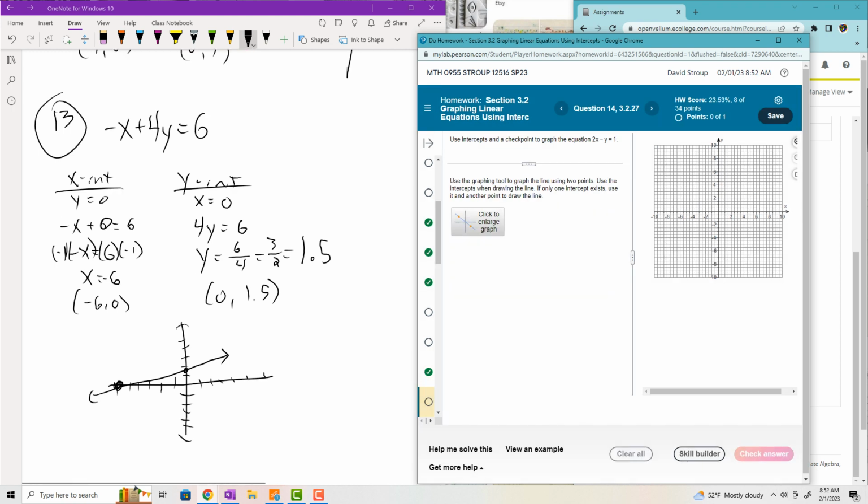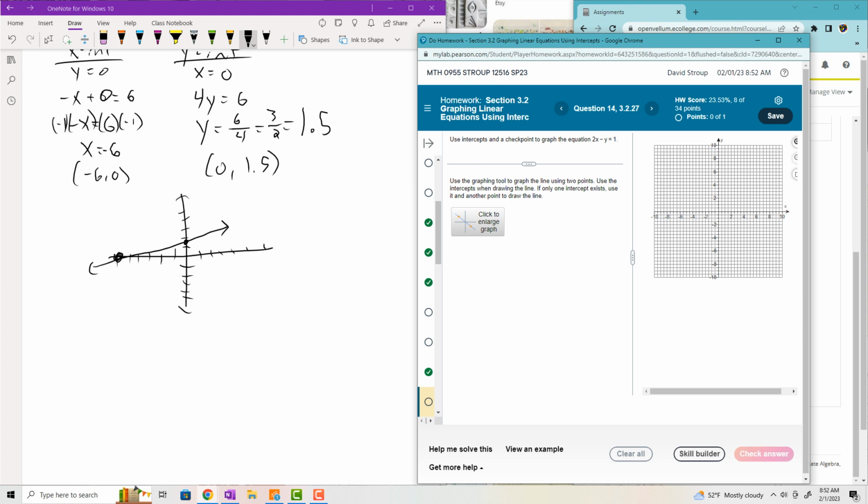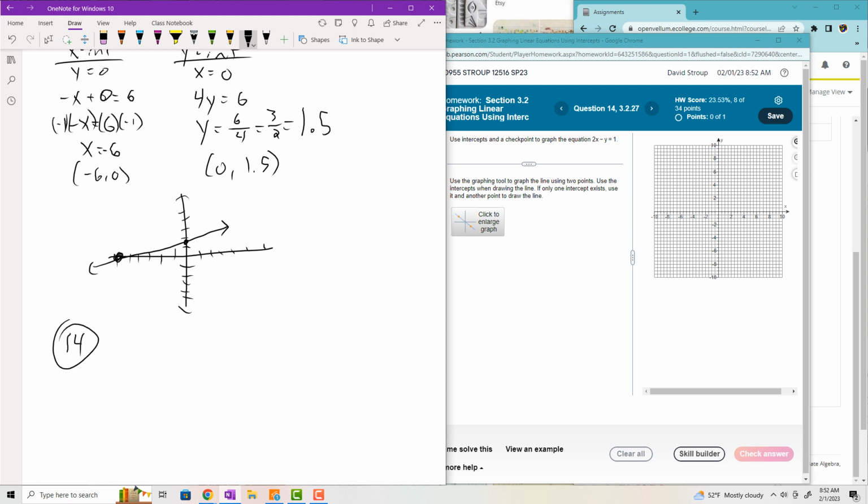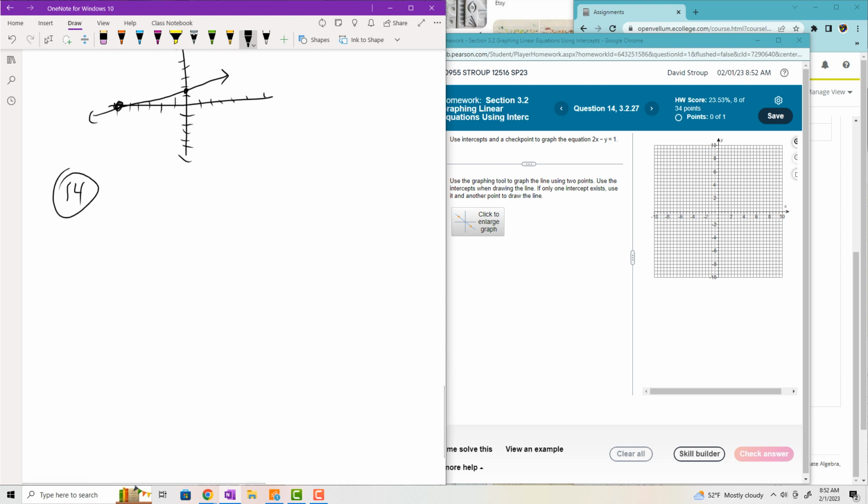Okay, so when they ask for a checkpoint, like I said, you're just doing a third point. And so number 14, you can think of it as kind of just completing a table, right? So for us, we automatically have to do the x-intercept and the y-intercept. So for the x-intercept, you let y be 0. For the y-intercept, you let x be 0. And then you just do another point on top of that, right?